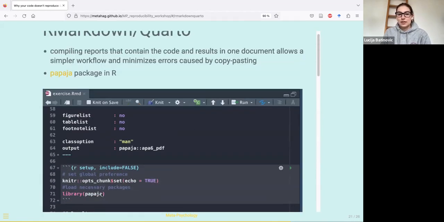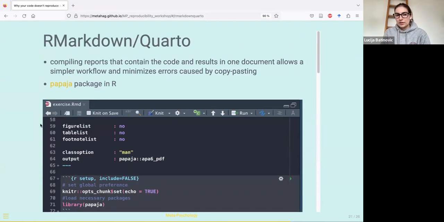Especially if, for instance, the papaya package, which is used to create reports following APA standards, is a really nice way to avoid copy-pasting errors, for instance, because it can create data tables for analyses. However, this might not be the best thing to use if you have more complex analyses. And in that case, you have to go and change things, add things, have different scripts that produce more complex analyses. And then you still have these issues that could lead to not reproducing.